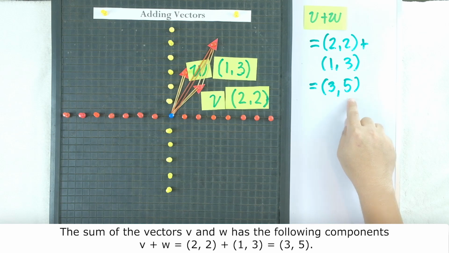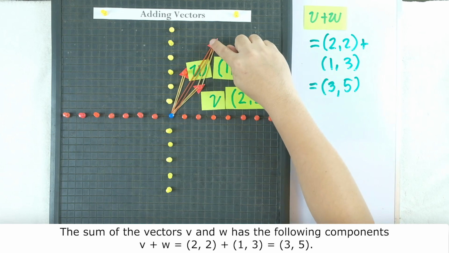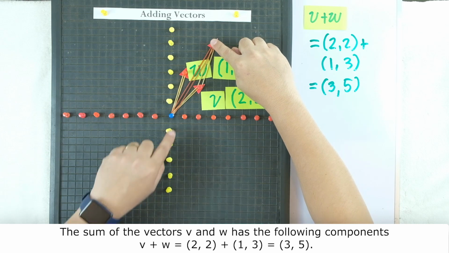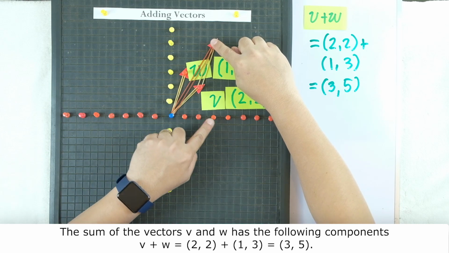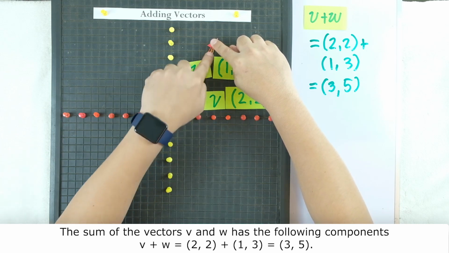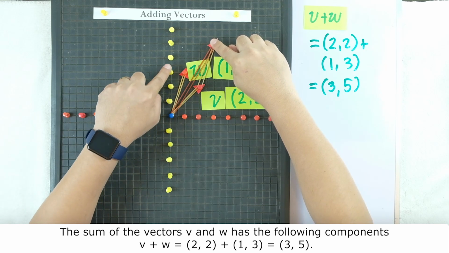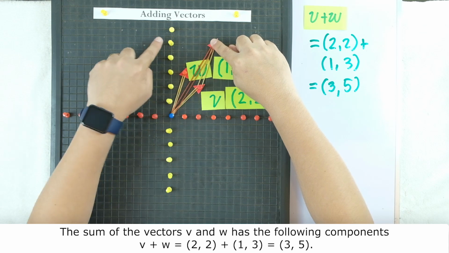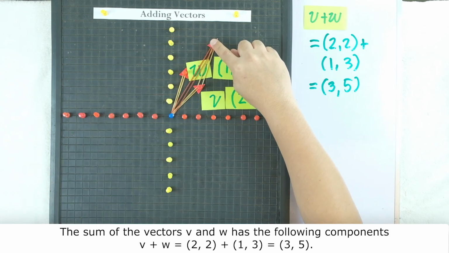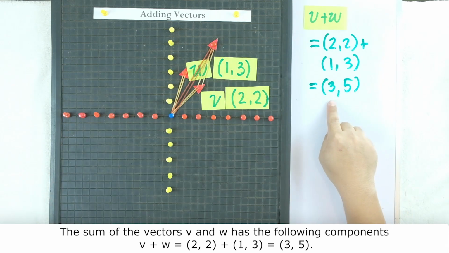Let us check. This is the head of the sum of the vectors. 1, 2, 3. 3 for the x-axis. 1, 2, 3, 4, 5. 5 for the y-axis. So again, the sum of the vectors V and W has components 3 and 5, or 3, 5.